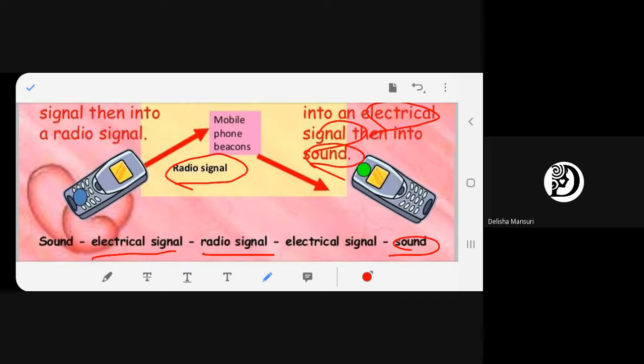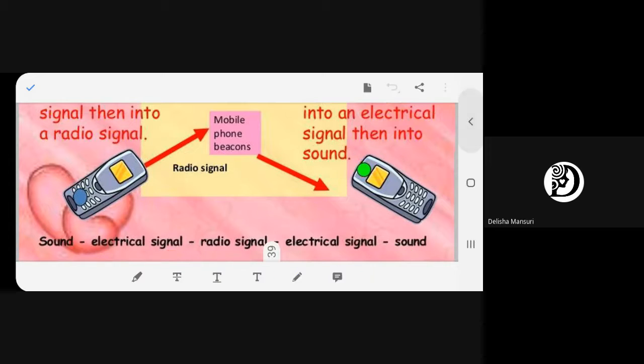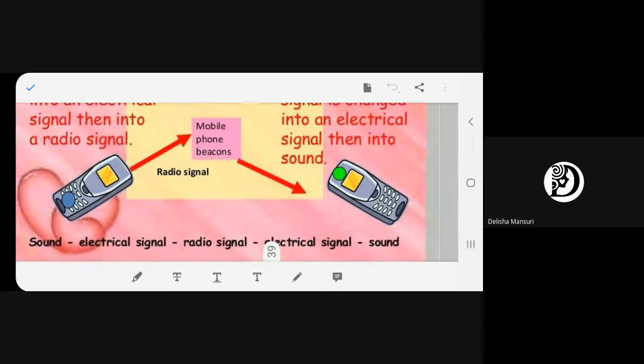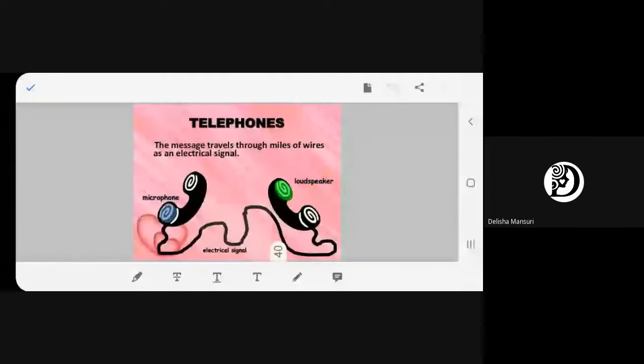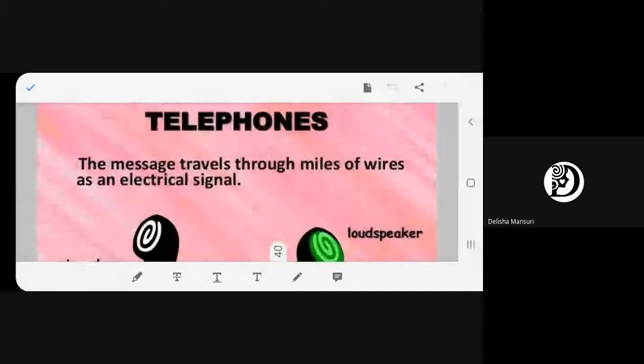Just for your information, I have included this. It's not there in the book, I'm telling you. You should know how mobiles work, so I just included it. Sound changes to an electrical signal, then to a radio signal, which is again changed to an electrical signal, and then we get sound. Okay? And we will see how telephones work later. The time is already up, I think.